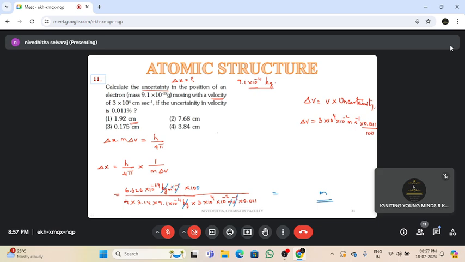So 6.626 can be written as 6.6 into 10 power minus 34, and 100 can be written as 10 power 2, divided by 4 into 3.14. 9.1 can be written as 9, and 3. That's it. And you just simplify all those 10 powers and finally come up with the answer. Please take this question as an activity. Solve it and post your solution in the group. I'll check there. Is that clear?